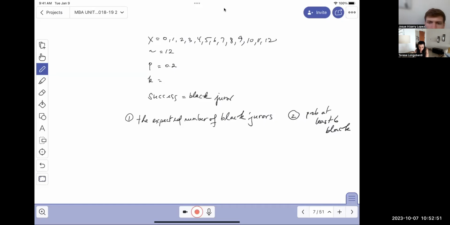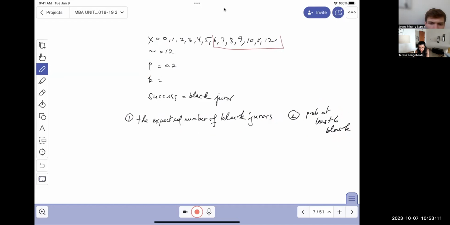You see my iPad? So this is what I have so far. N is 12, P is 0.2, and what is the K? That's the question. The first part is asking for the expected number of black jurors. The second part is asking for the probability of at least 6. Let's do this one first because this falls into what we've been doing so far.